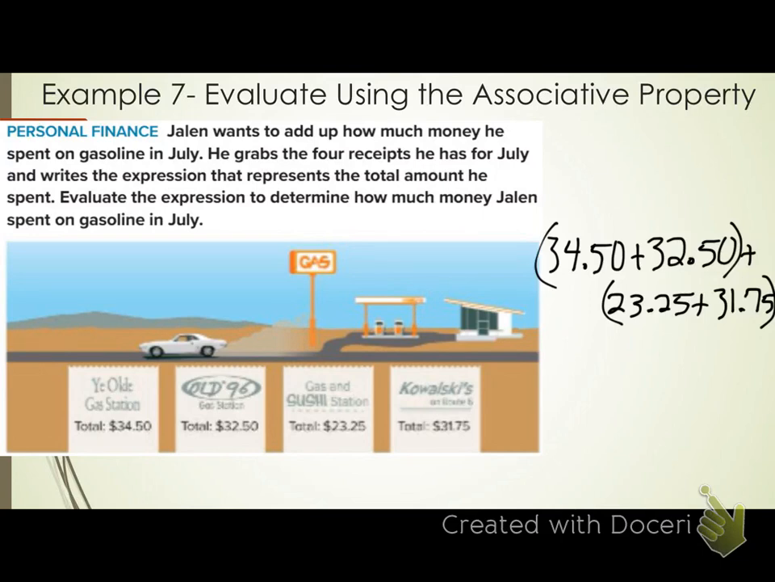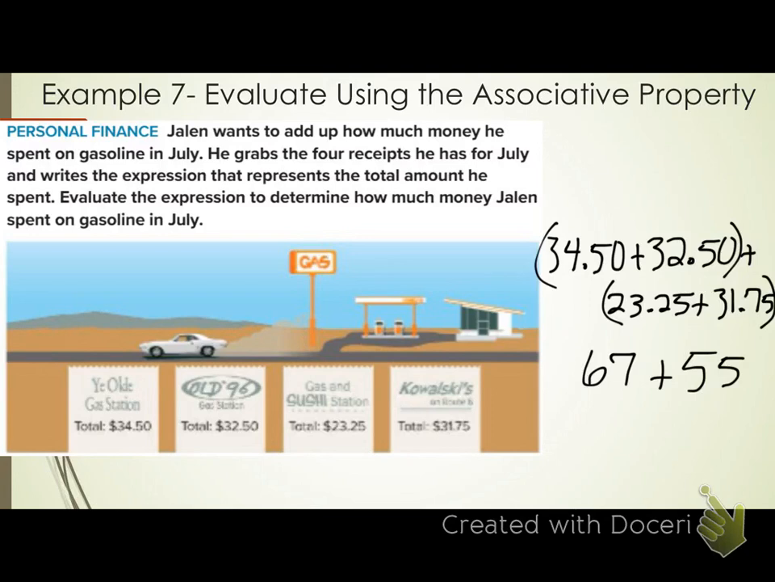Okay? So, what's 34.50 plus 32.50? What's that going to give me? 67. I've got this plus sign here that I'm bringing down. 23.25 plus 31.75. What is that going to give me? 55. If you want to put the .00, you can. But we don't have to. Does everyone see how that's kind of sped up my process a little bit?